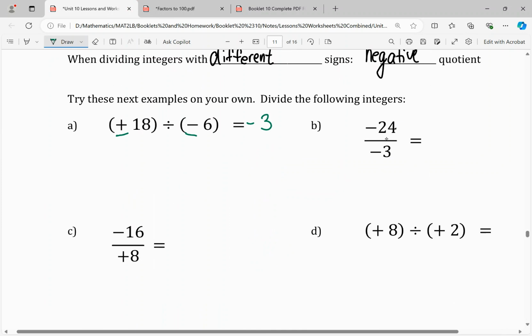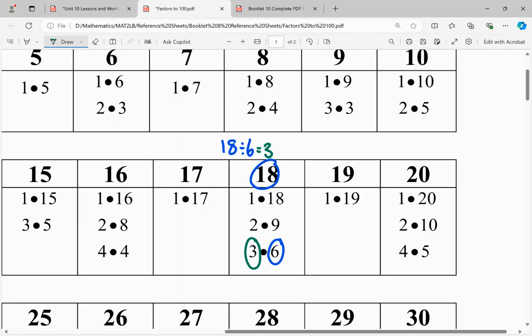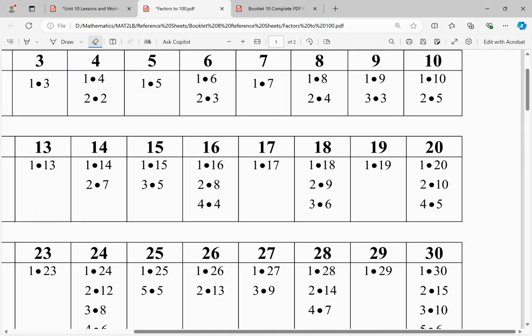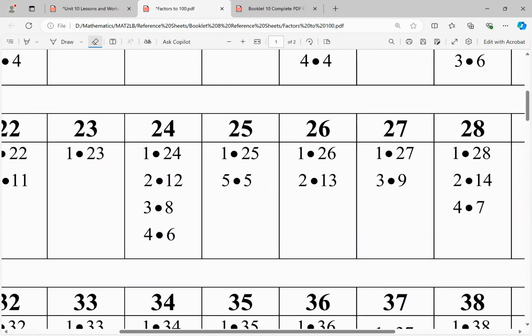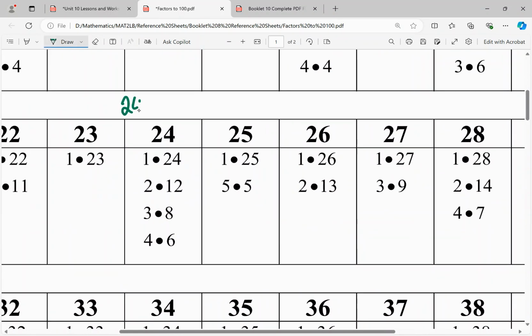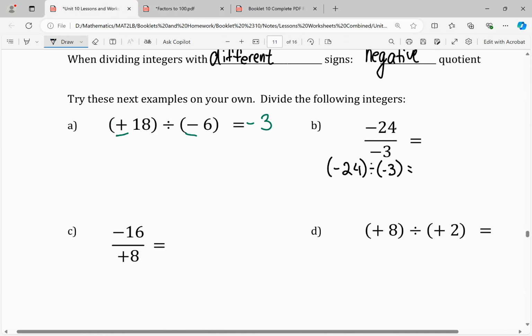Next, we have negative 24 divided by negative 3, right? Remember that if you wanted to, you could write this problem like this, and it would mean the exact same thing. Either way, we need to find 24 in our factor chart and divide that by 3. Here's 24 down here. And we had 24 divided by 3. The answer of that is going to be 8. So 24 divided by 3 equals 8.